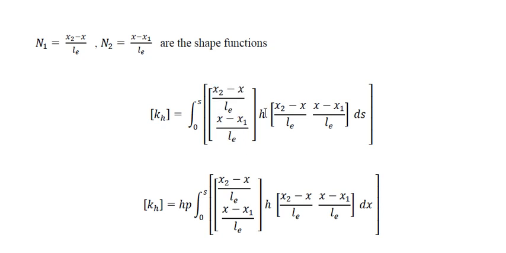So N transpose into convective heat transfer coefficient into N ds. ds can be written as P into dx. Surface area is perimeter into length. Perimeter P into length dx will be ds. If I integrate, it means that I am taking the entire element. Now ds is replaced by perimeter P into length dx.